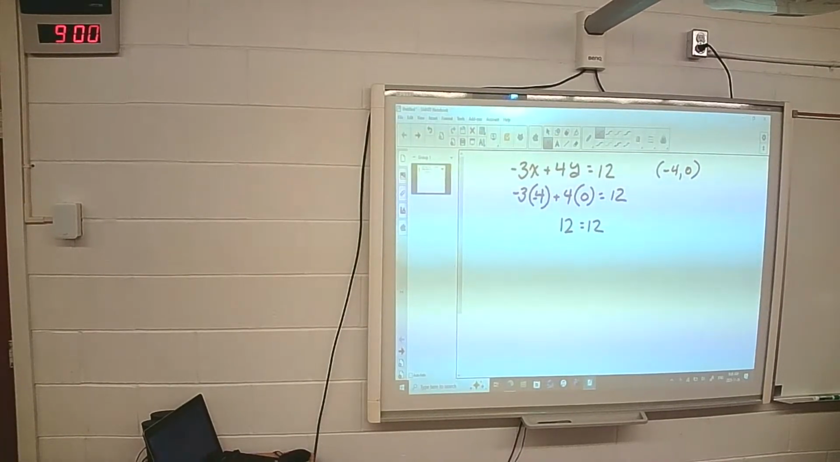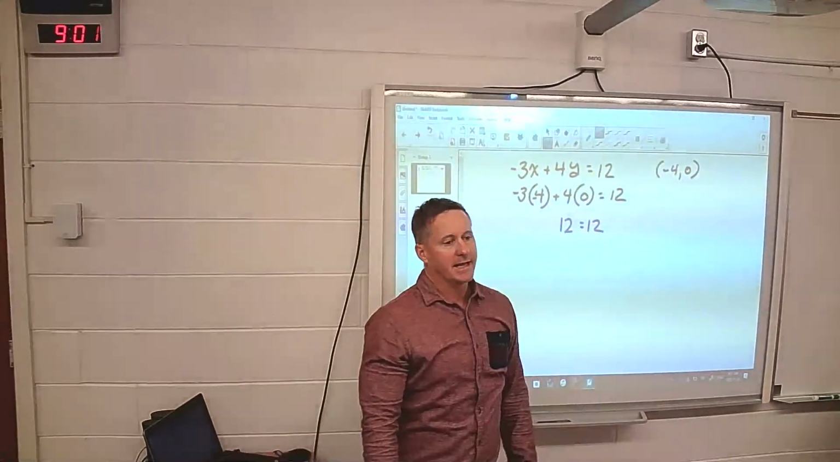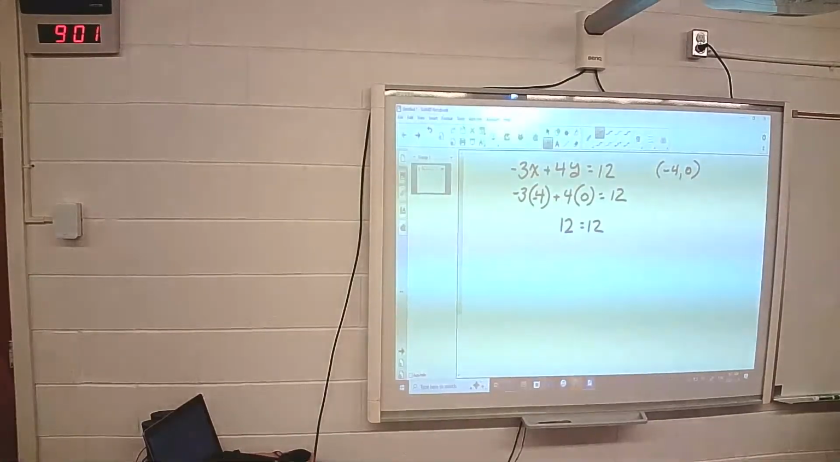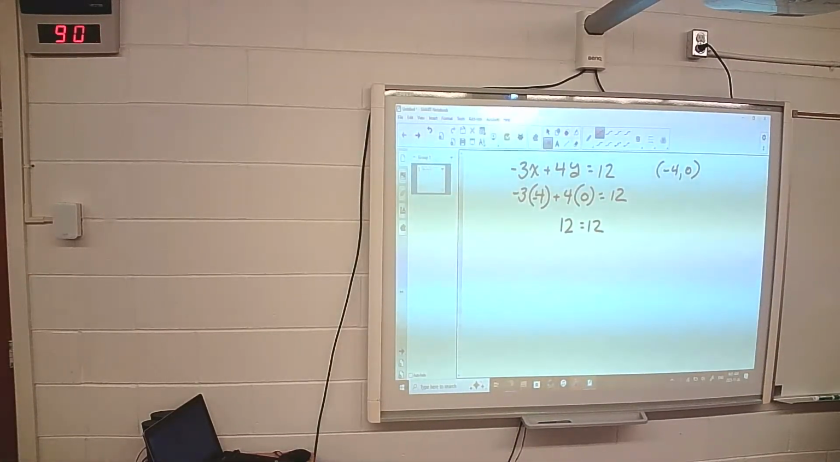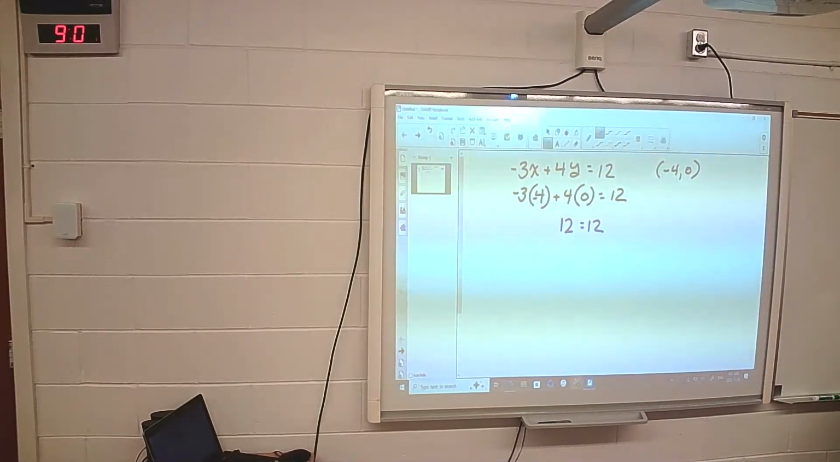So if I take any coordinate on that line and plug it in for x and y, the left side and the right side are going to equal each other. So the solution set for this particular equation is any x, y that's on that line. Now, an inequality has a solution set that may be on that line, may not be on that line, but it's in a region. So we need to demonstrate how we show that in a region.